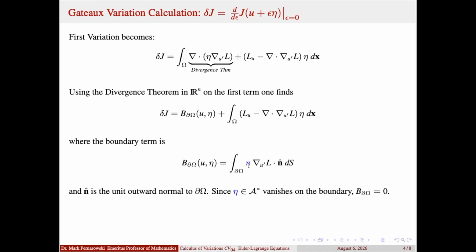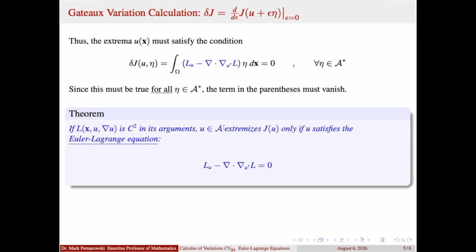If you go back to the definition of eta, since u is prescribed on the boundary, eta must vanish on the boundary. So since an admissible variation must vanish on the boundary, this entire term vanishes on the boundary, so that this entire surface integral is 0. That's great. So just look ahead: this term is going to be gone then.